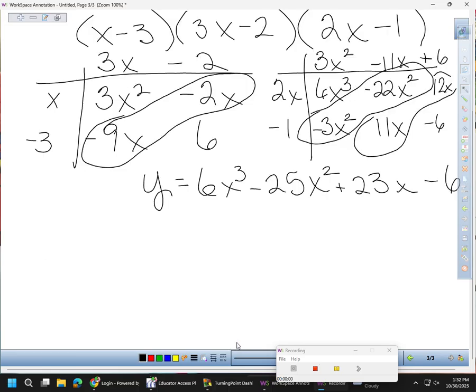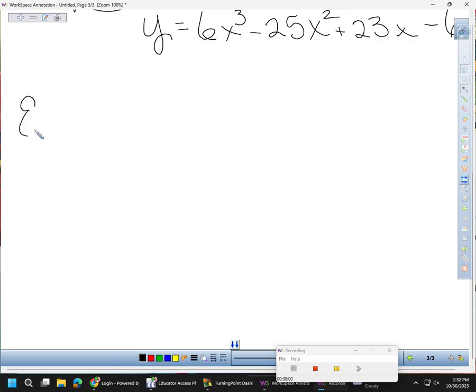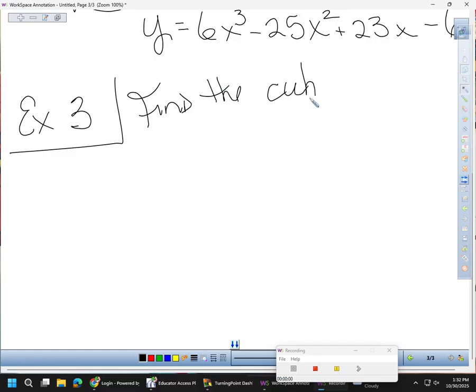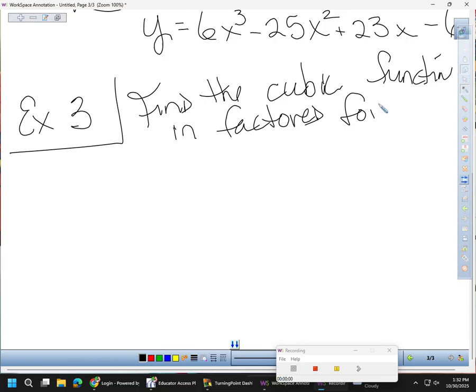Example number 3. Find the cubic function in factored form. Okay? So I'm going to actually give you a table.